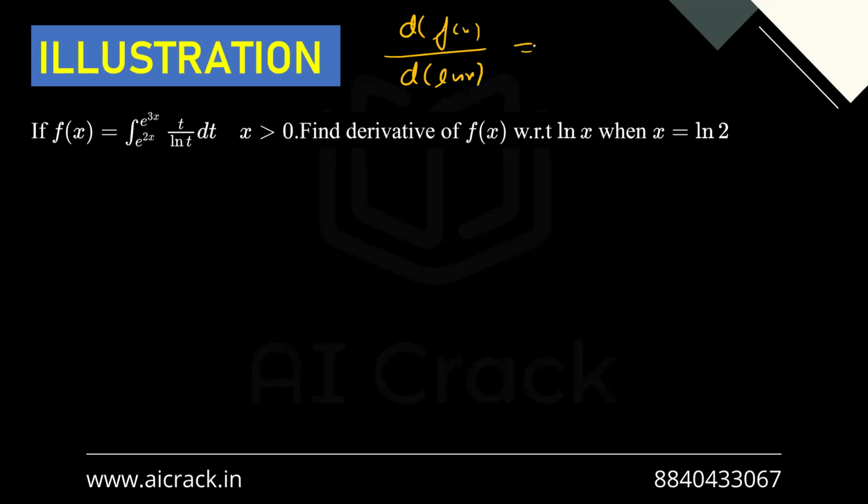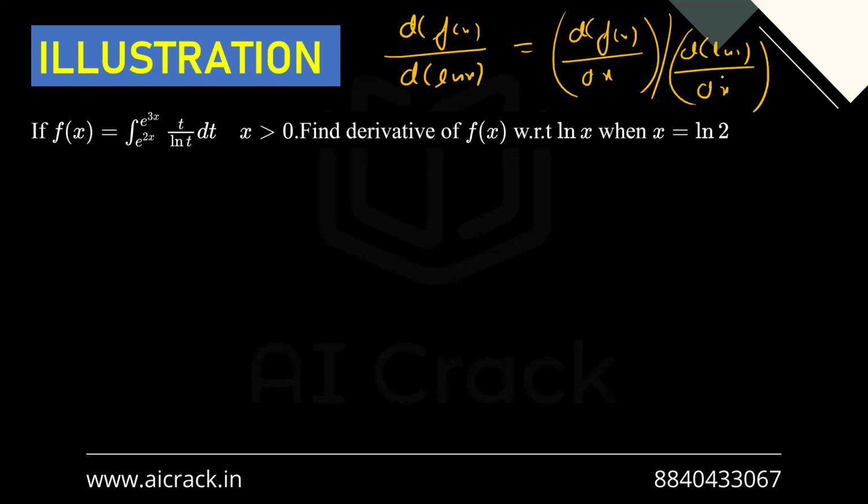Now based on our understanding of methods of differentiation, this can be written as d f(x) divided by dx, basically f'(x), divided by d ln x divided by dx, that is the derivative of ln x with respect to x. So this is nothing but f'(x) over that. Before calculating f'(x) with the help of Leibniz theorem, we should understand that the most basic rule of Leibniz theorem is that this function should be continuous, right? This function should be continuous. Only in that case can we apply Leibniz theorem.